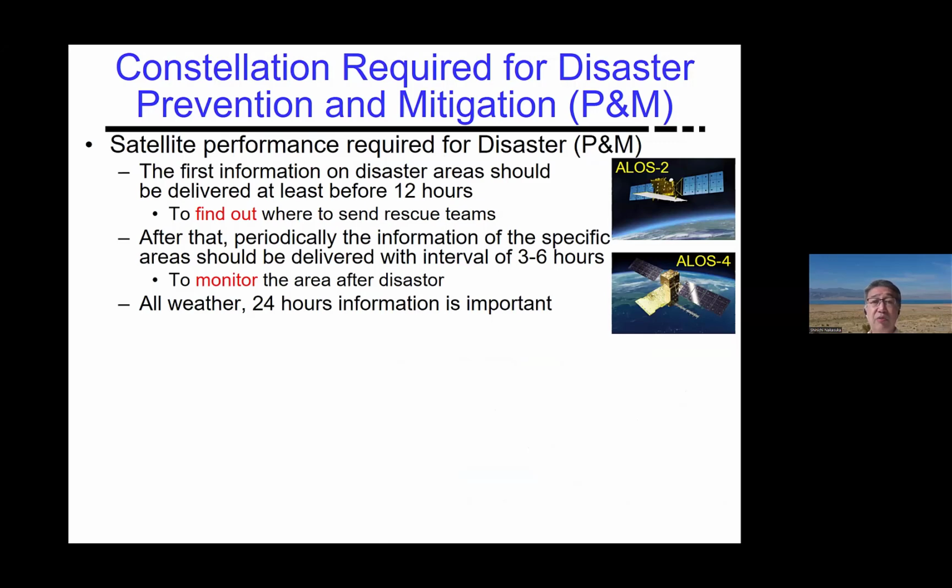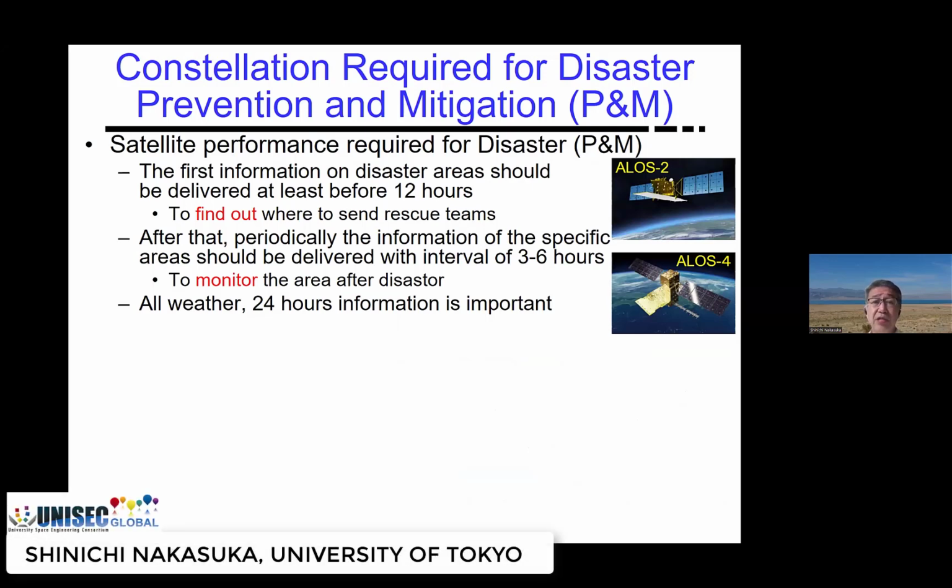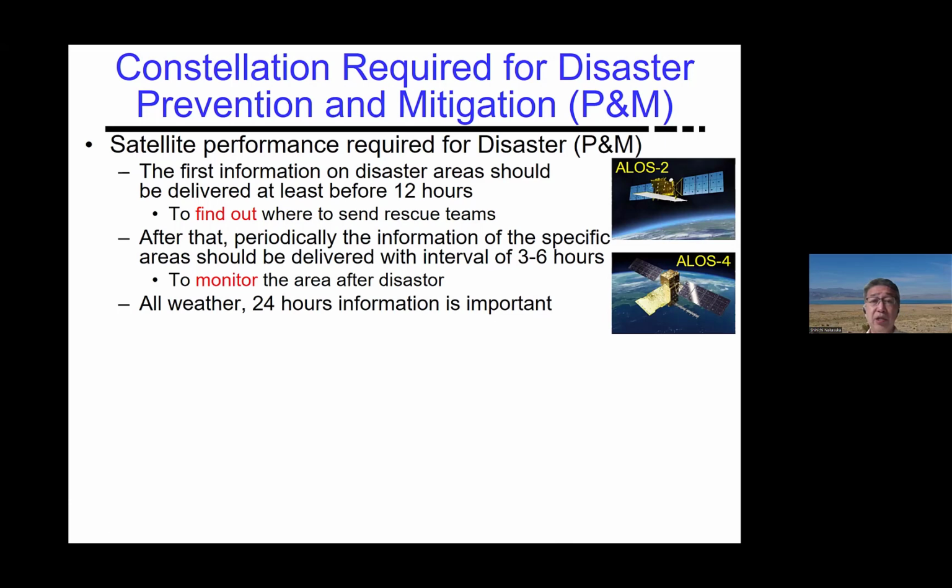So we get information on the requirements from the disaster management side. The first information on disaster areas should be delivered at least within 12 hours after the disaster occurs. So this is to find out where to send rescue teams. So 12 hours is a very important number. After that, periodically, the information of specific areas should be delivered at intervals of 3 to 6 hours. This is to monitor the area after the disaster. And of course, all-weather 24-hour information is important.